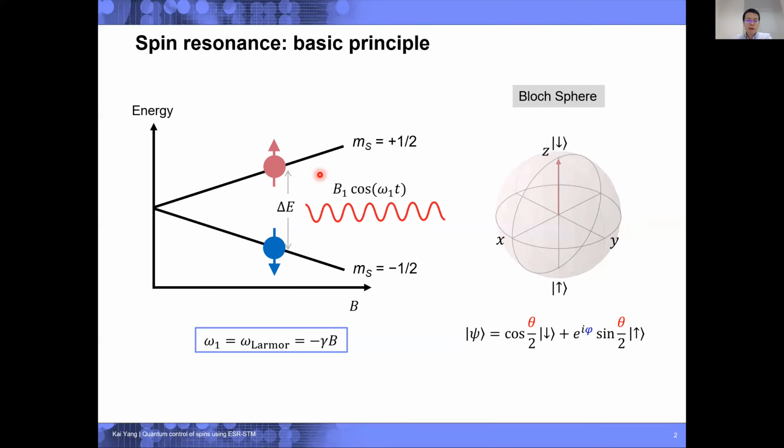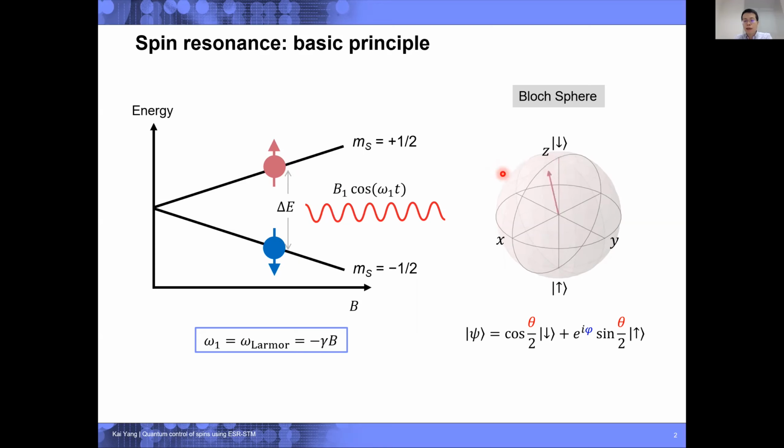Okay, to start with, first let me remind you the basic principles of the spin resonance. So let's consider a spin one-half particle such as an electron. So when we apply an external field, the spin up and spin down state are separated by the Zeeman energy. And to drive the spin resonance, we need to apply an AC magnetic field. And we also require the direction of the AC field is perpendicular to the DC field. So when the frequency of this AC field equals the Larmor precession frequency of the spin, this AC field can drive the coherent transitions between this two-level system.